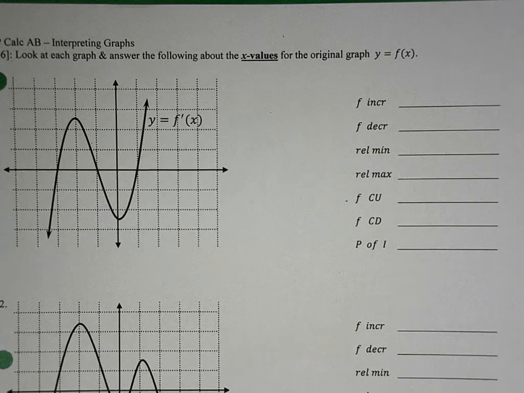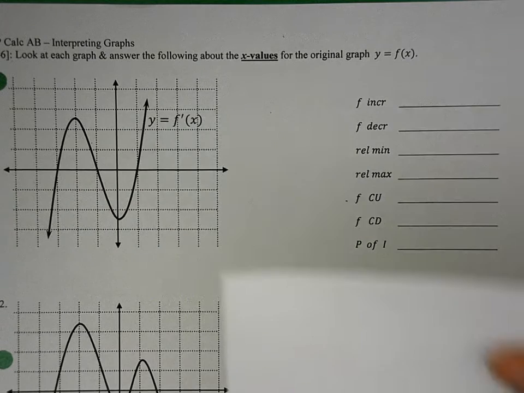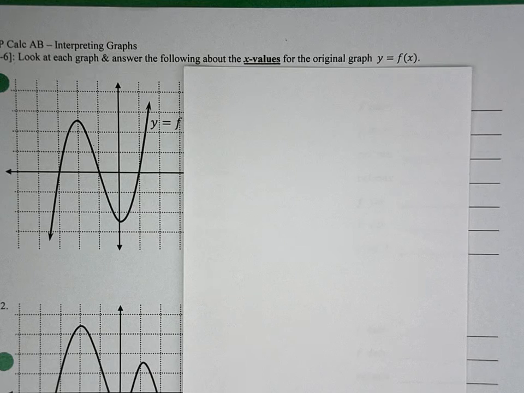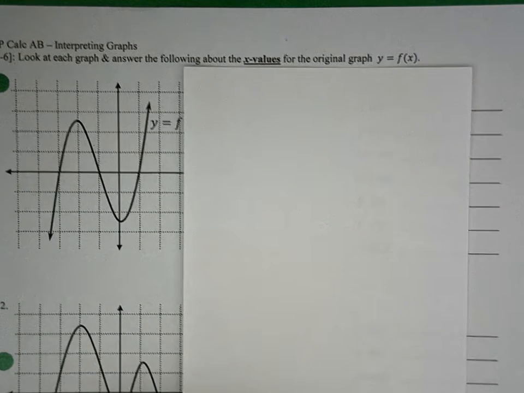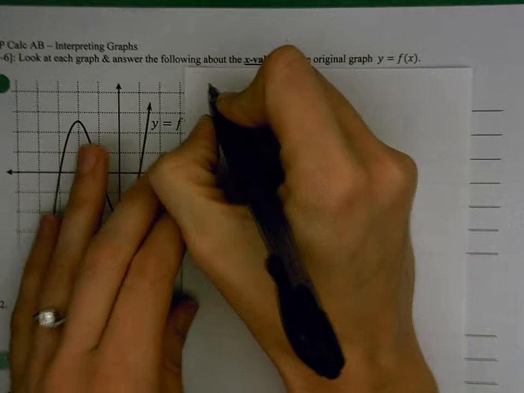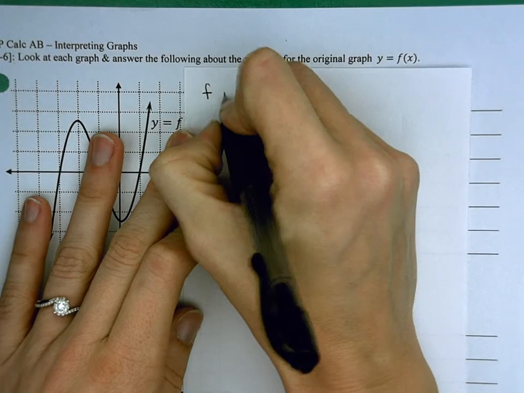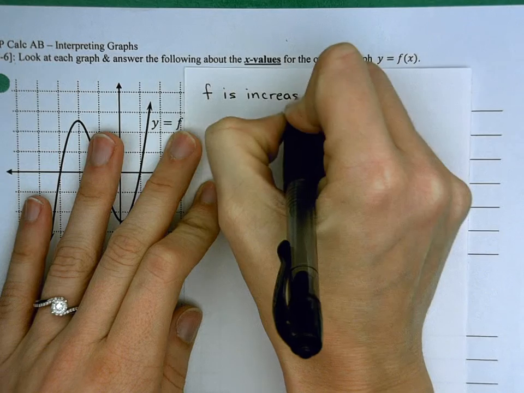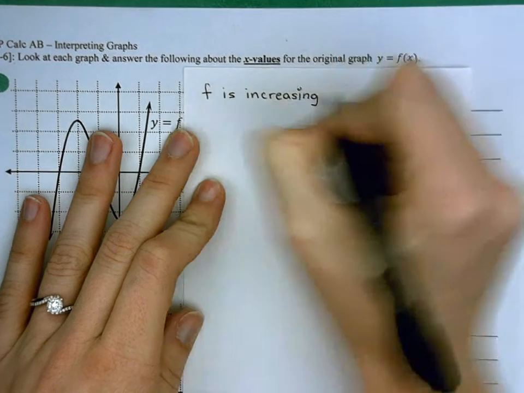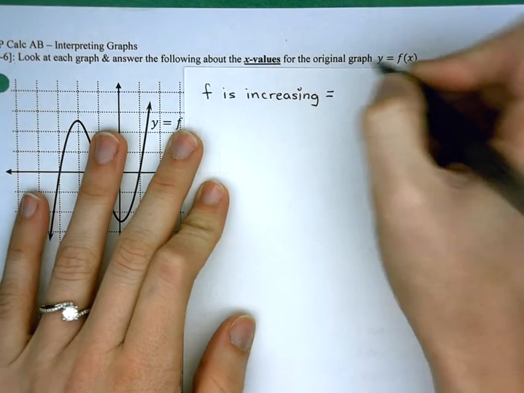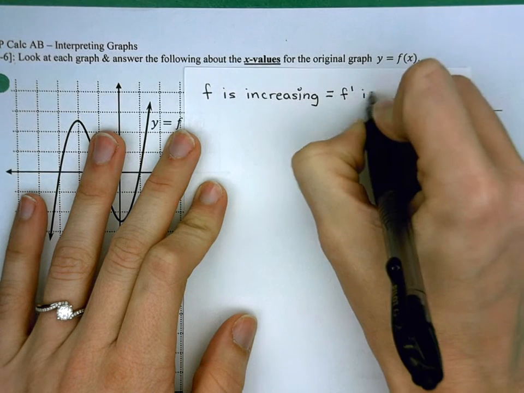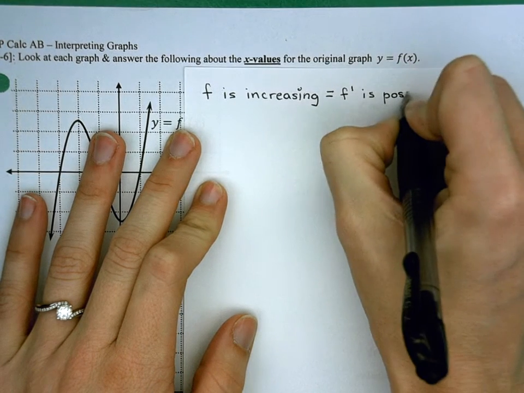Okay, so the first thing, before we actually get into reading graphs, we do want to make sure we've considered a couple of definitions, a couple of relationships that are going to come into play with these graphs. The first one is what it means for f to be increasing. And we utilized this fact in our first derivative test. F is increasing when f prime is positive.